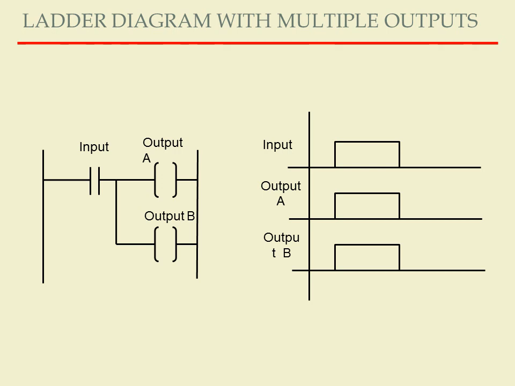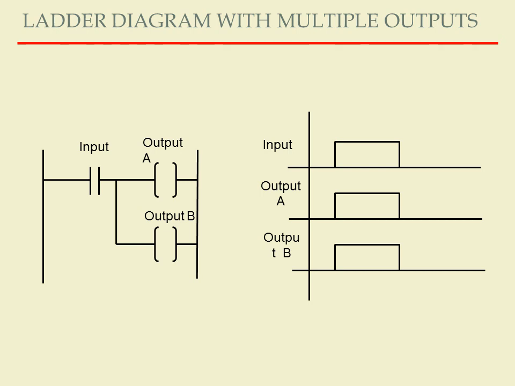As you can see, there is one input, that is a switch, and it has two outputs, output A and output B. Output A and output B are connected in parallel to each other. Note that two outputs cannot be connected in series, but you can connect two or multiple outputs in parallel. See the timing diagram for this.